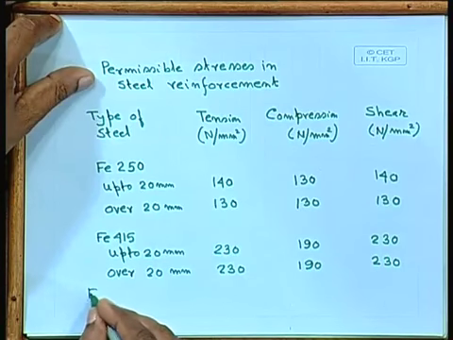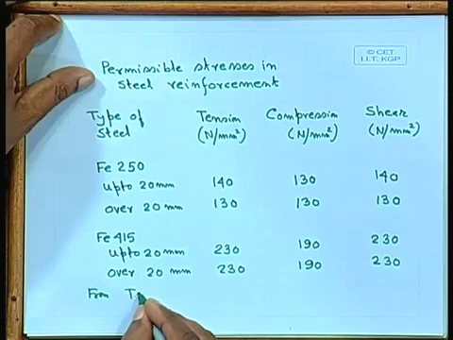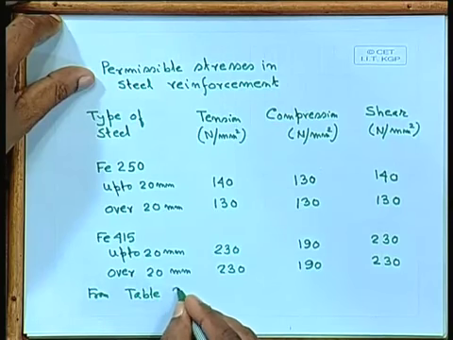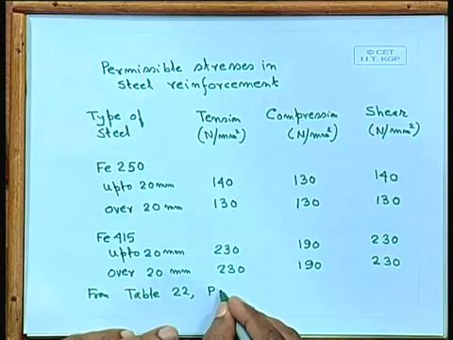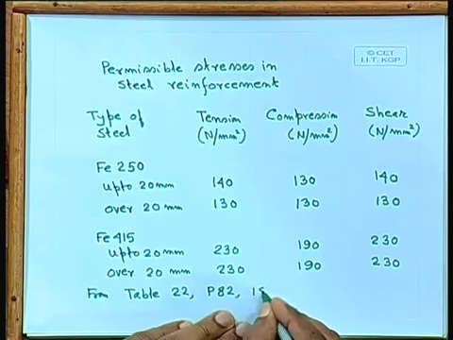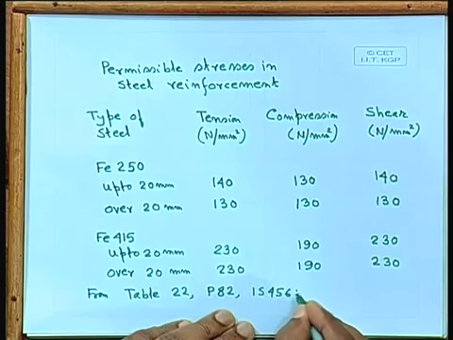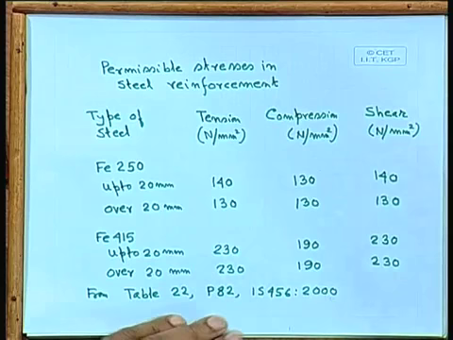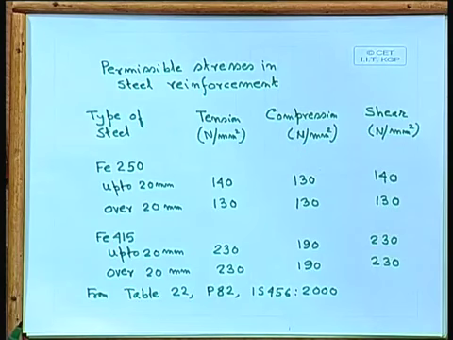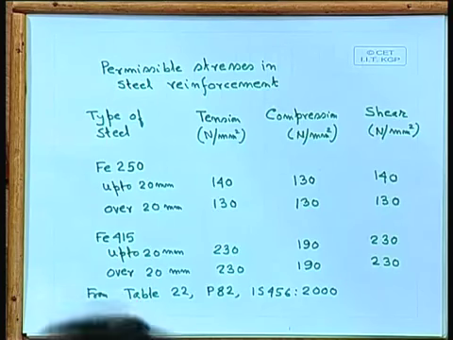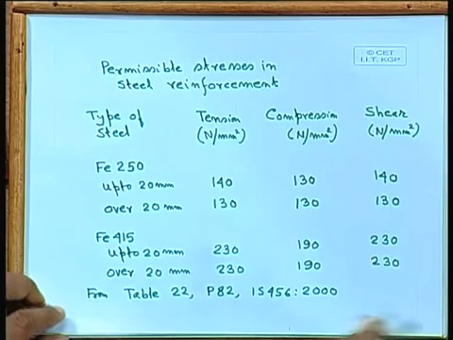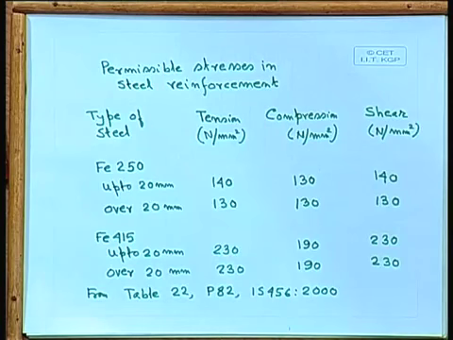And this one we have taken from table 22, page 82, IS 456 2000. You can get these values in this code, but you should keep them in your exercise book also, because we require that for our calculation. So these are the limiting values for concrete and for steel.